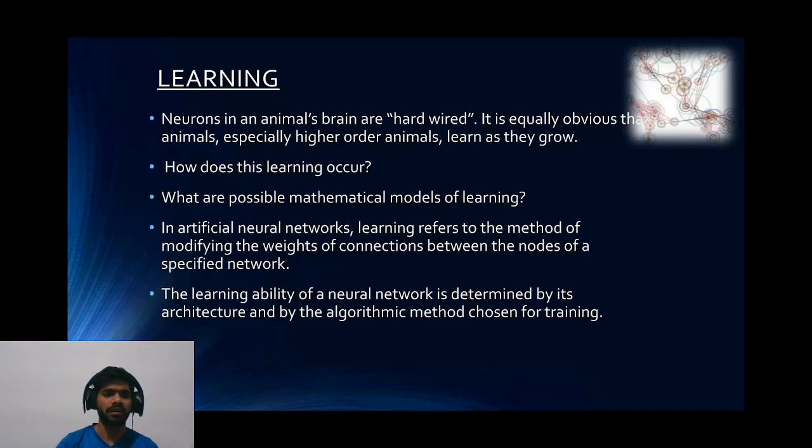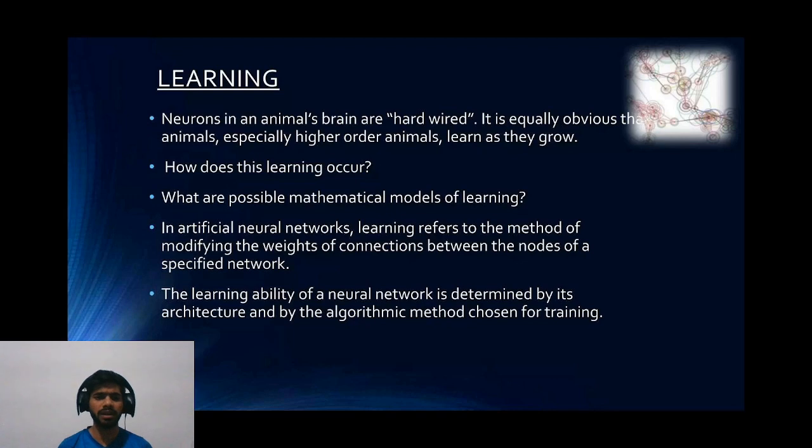Now, learning. Neurons in an animal's brain are hardwired. It is equally obvious that animals, especially higher order animals, learn as they grow. How does this learning occur? What are possible mathematical models of learning?